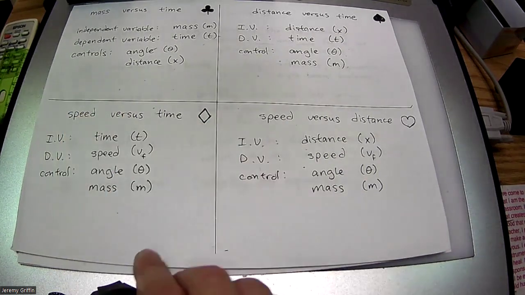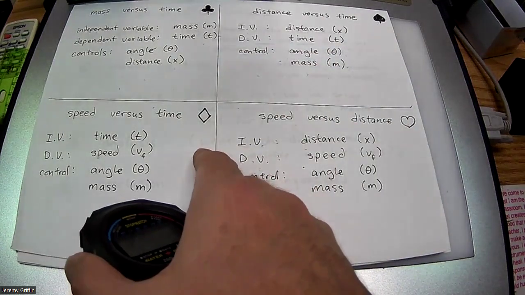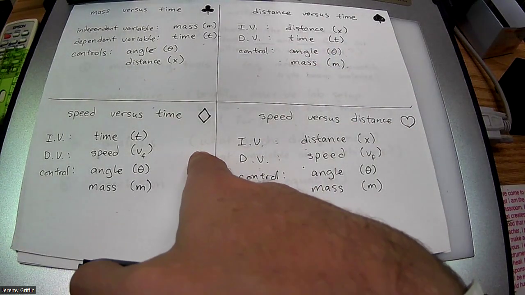But you're using the stopwatch instead of keeping track of how far. I mean, you could keep track of how far also, but it's just not going to show up in your graph.